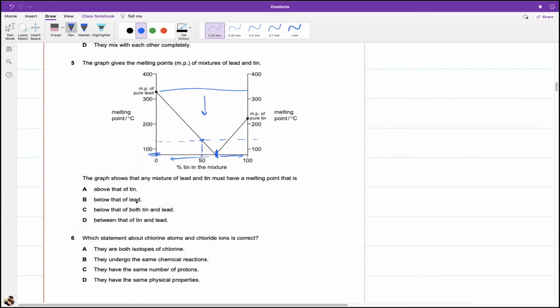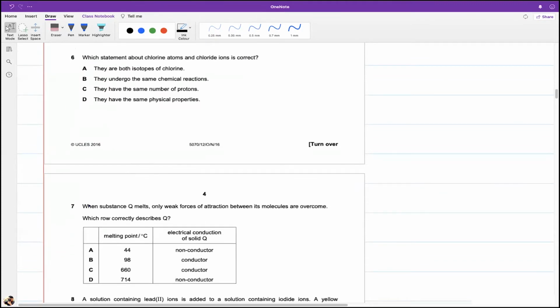And below that of both tin and lead नहीं हो सकता, क्योंकि this portion of the graph you can see ये सारे points जो हैं they are above the melting point of tin but below the lead. So यही हमारा आंसर है कि you have to have the values that are below melting point of lead because that's the pure one. Okay, so lead के नीचे उनको होना चाहिए.